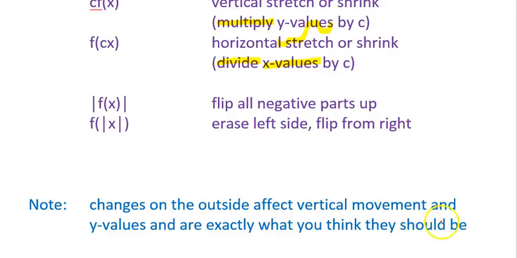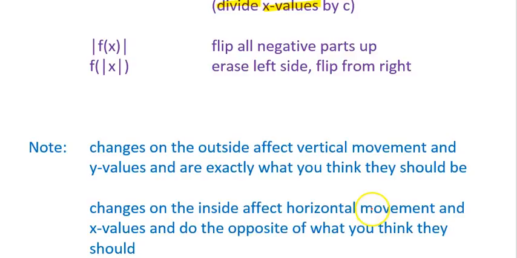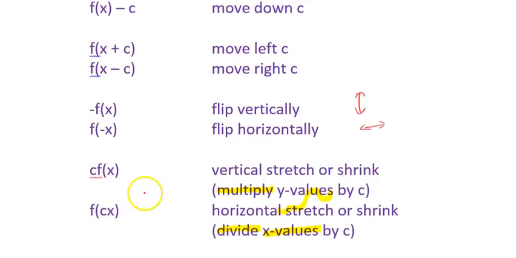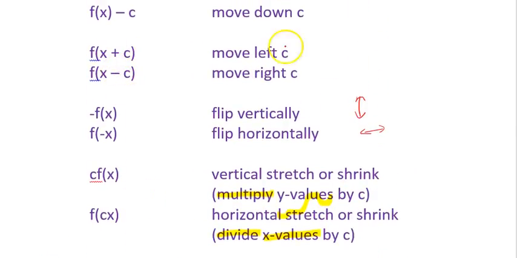If you add, it moves it up. The inside is the opposite. When things are changed on the inside, it affects the graph horizontally, and it affects the x values. So when we added or subtracted on the inside, it moved the opposite of what we've been taught numerically.